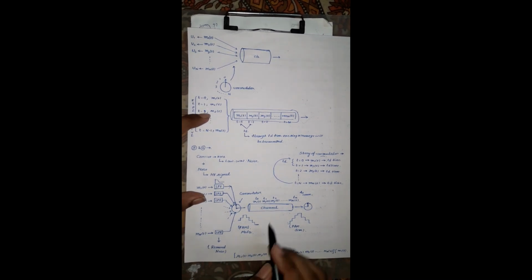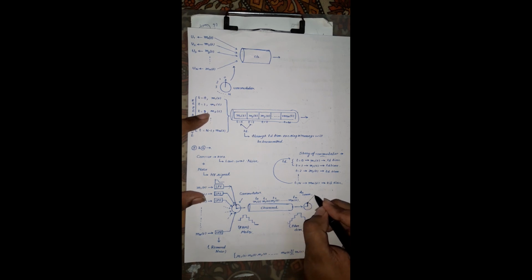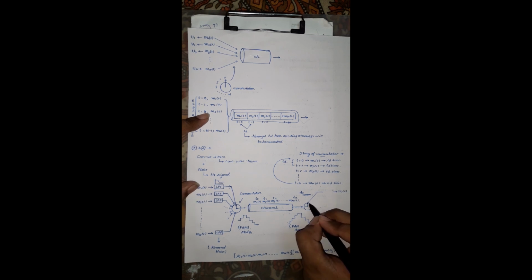That means at t equal to 0 only M1 was present in the channel. So first M1 will be received, then similarly M2 will be received, then M3, and so on up to Mn.